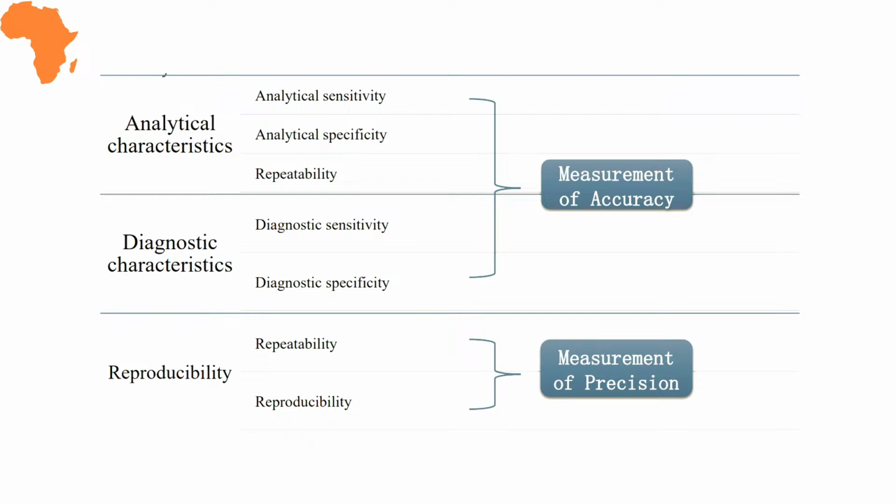The analytical sensitivity, analytical specificity, and the repeatability are basically the measurements which, together with diagnostic sensitivity, are known as the measures of accuracy. The measures of accuracy contain both the sensitivity and specificity. The repeatability and reproducibility are the measures of precision. We are good? So for accuracy, we can depend on sensitivity and specificity, and for precision, we can depend on repeatability and reproducibility.